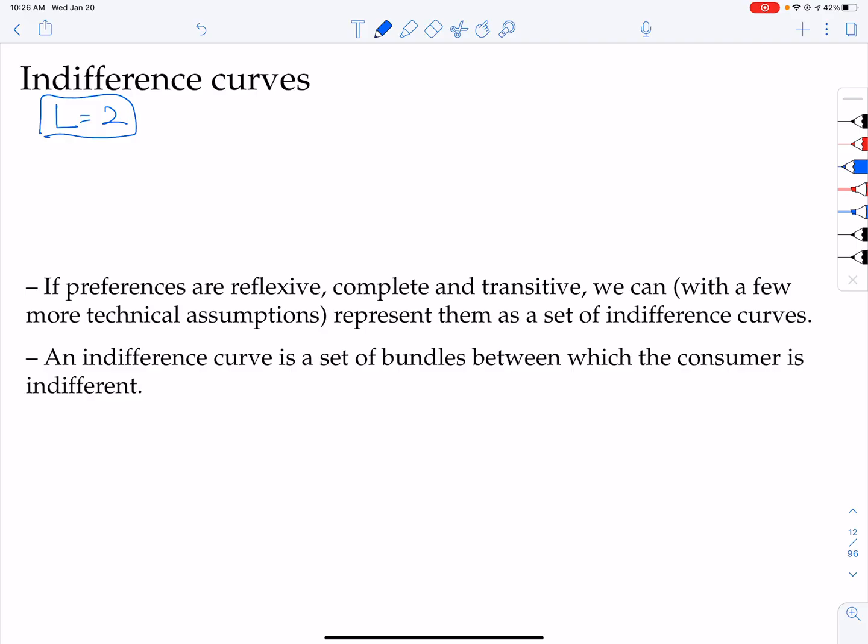So anyway, when L is 2, we can think of the first good on the first axis and the second good on the second axis, right? And let's pick a point. Let's say this point is (1, 2). What does it mean? That means I have 1 unit of the first good and 2 units of the second good, right? Remember, we're thinking of everything in terms of a bundle instead of individual commodities. So (1, 2) is a bundle I have, right?